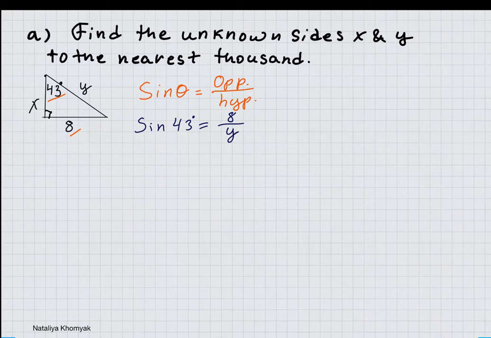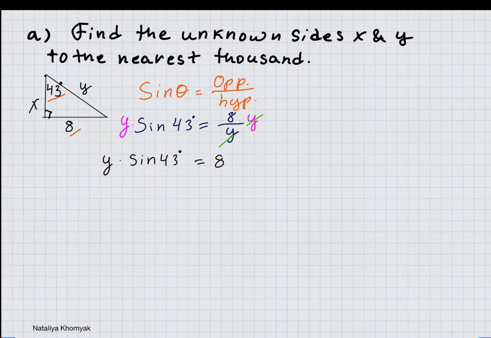Sine of 43 degrees is just some sort of decimal that you will get from your calculator, so all you have to do now is to solve for y. Y is in the denominator, and the way of getting it out of the denominator is to multiply by y. Whatever you do to one side of the equation, you want to do the same thing to both sides to preserve equality. Y divided by y cancels out, and we are left with y times sine of 43 degrees equals 8.